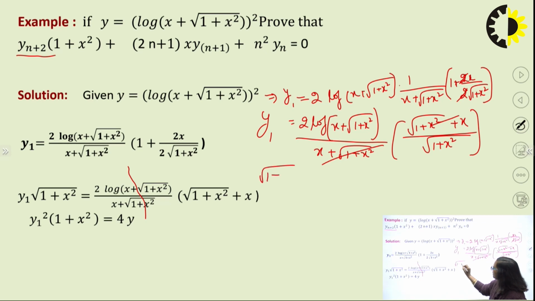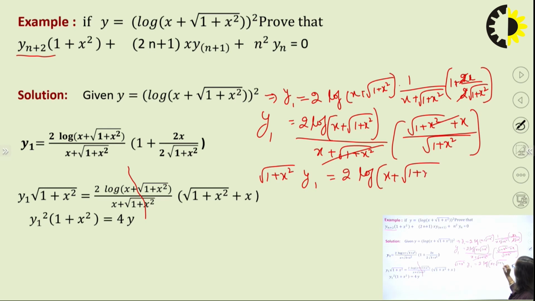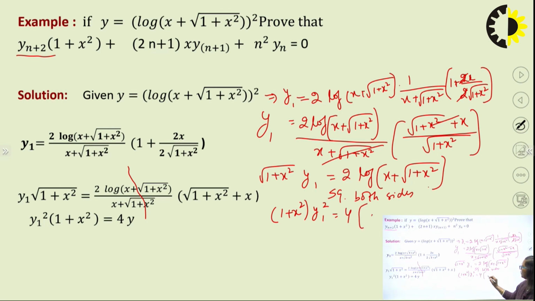writing this as under root 1 plus x square into y1. And what we get over here is 2 log x plus under root 1 plus x square. To remove this under root sign, we are doing the squaring on both sides. So when we do the squaring on both sides, this will become 1 plus x square into y1 square is equal to 2 to the power 4 into log of x plus under root 1 plus x square, whole square.